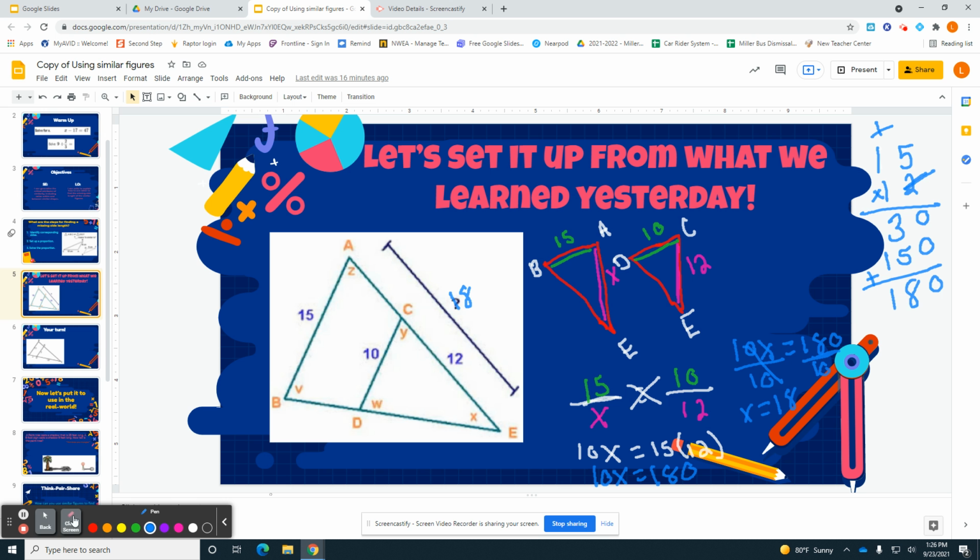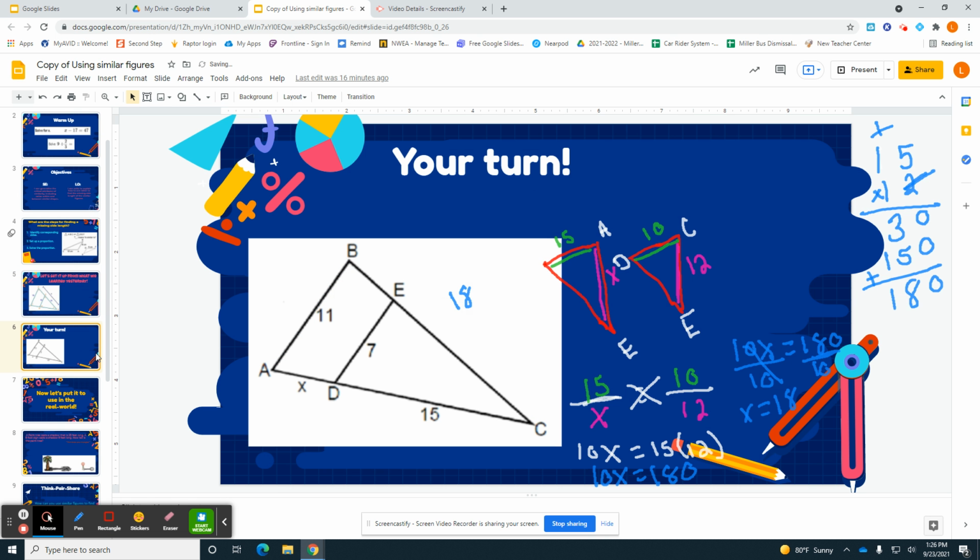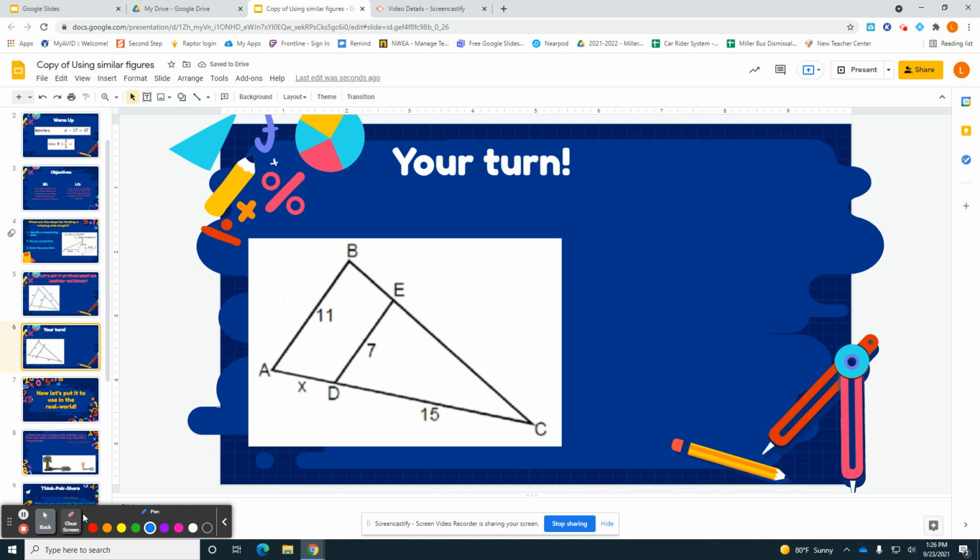Okay. All right, moving on to our next example. This is going to be your turn. So remember, you have to start by redrawing your shapes, because you have one inside the other. So let's go ahead and redraw our shapes.